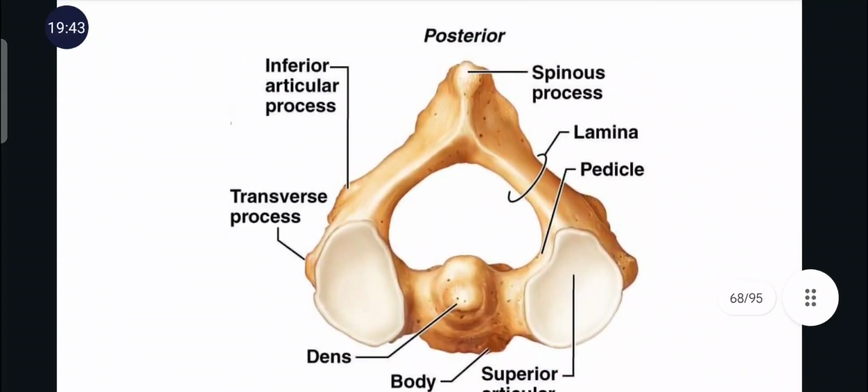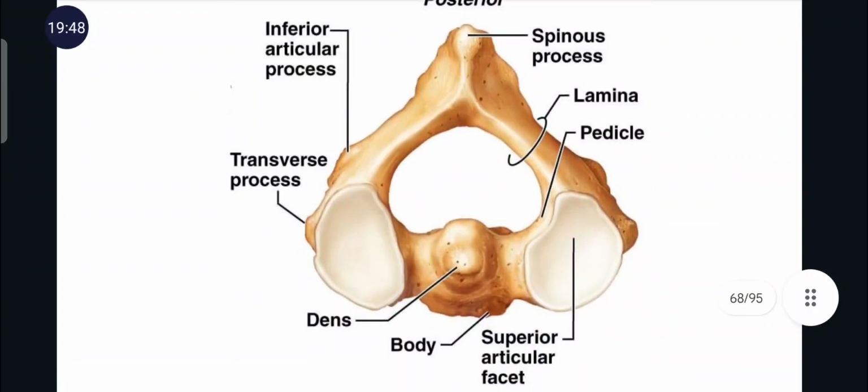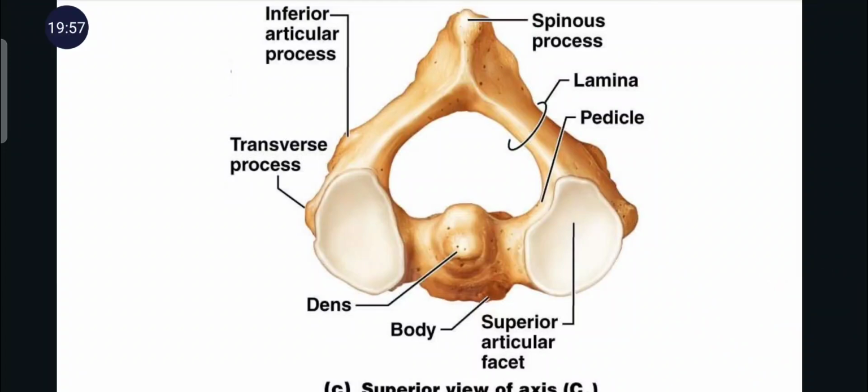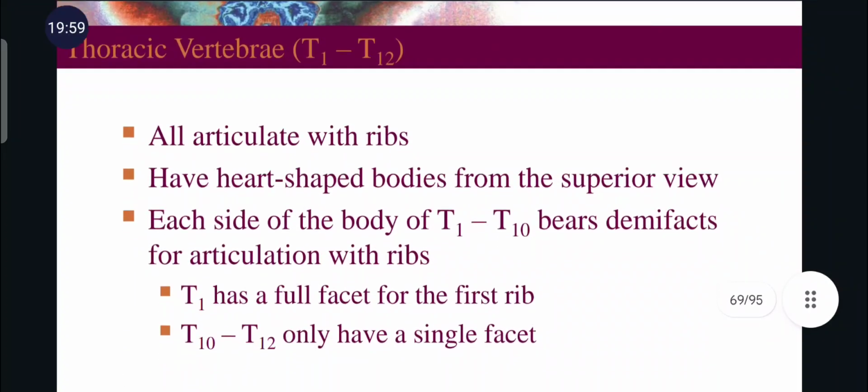This is the posterior view of the axis, which has facets for the articulation, spinous process, and the dens in the middle. And it also has the central canal for passage of the spinal cord.